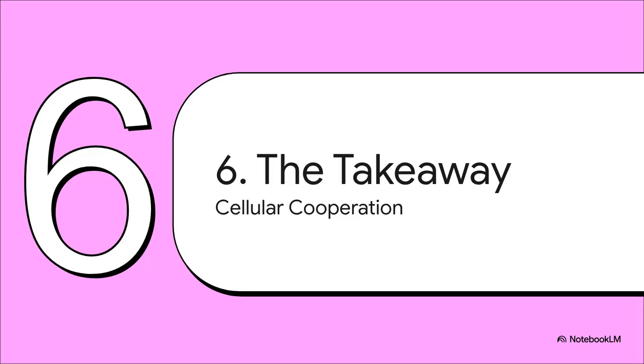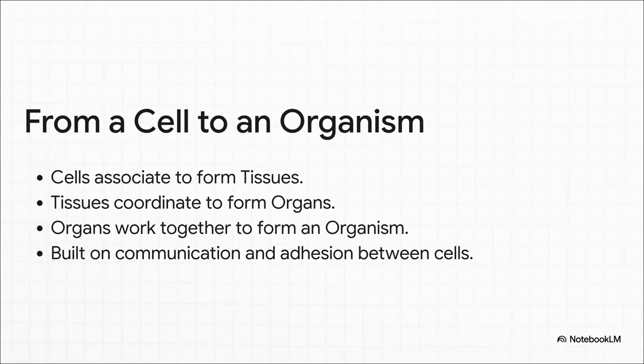Okay, let's zoom out for the big picture. This tour has been about one cell city, but the real magic is how trillions of them work together to build you. It's this beautiful story of construction, starting from the ground up. Individual cells get together to form tissues, like bricks forming a wall. Those tissues then coordinate to build organs, like walls creating a building. And finally, all the organs work together to create you, a complete organism. The secret ingredient holding it all together?